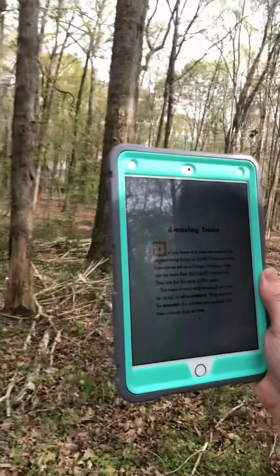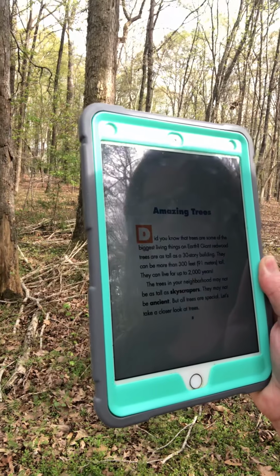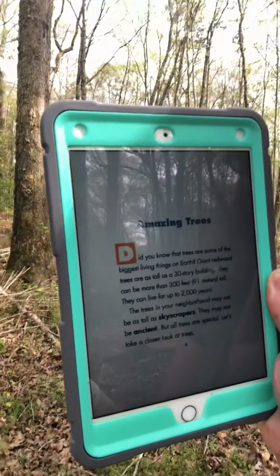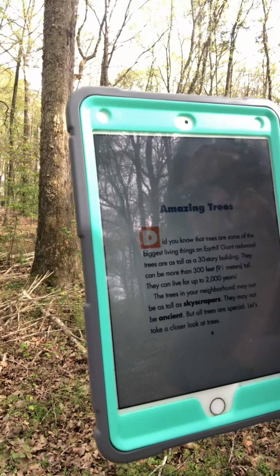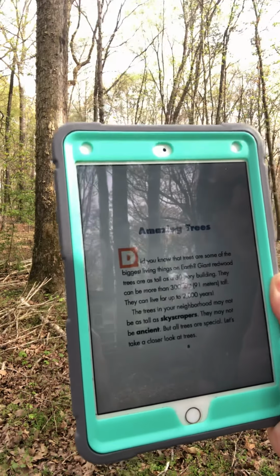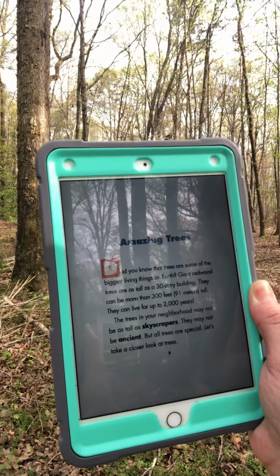Some trees have some amazing facts. Well, they're all amazing, but some trees are giant. They're the largest living things on earth. The giant redwood trees are as tall as a 30-story building. That's like a giant skyscraper. The redwood trees can be mostly found in California.